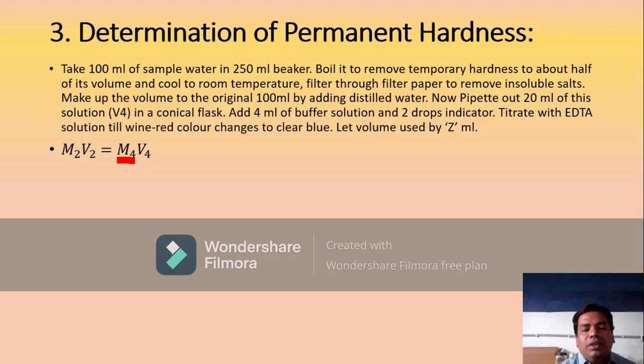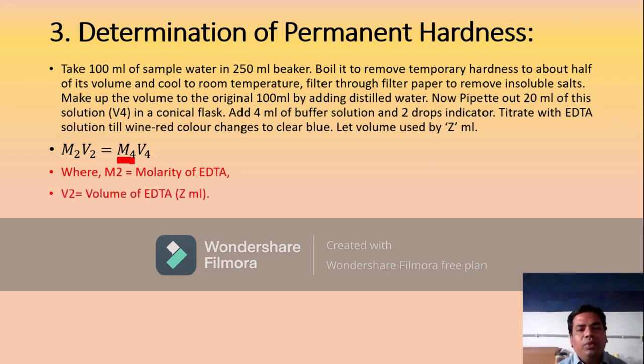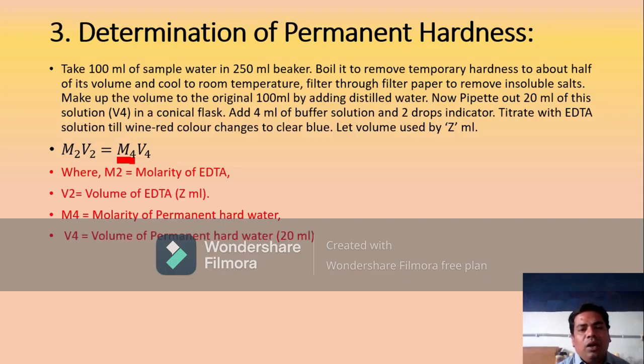So what is M2 and M4, we will see. M2 means nothing but molarity of EDTA, already you know very well. V2 is equal to volume of EDTA, Z ml. Then M4 is equal to molarity of permanent hard water, and V4 is equal to volume of permanent hard water. So you can substitute all these data into the above equation, M4 is equal to M2V2 by V4. Then we will get the value of M4.